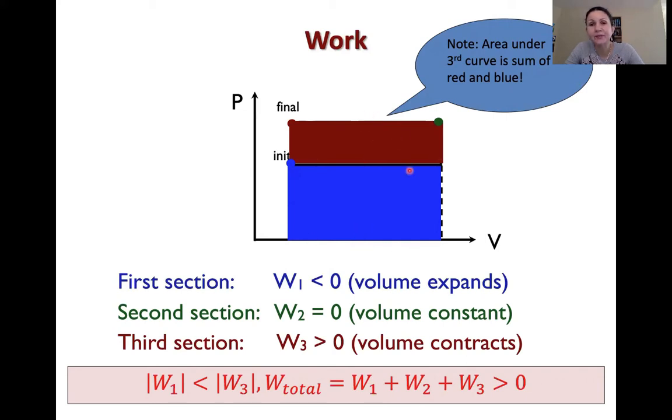So it's bigger. The two colors are mostly there to stress the fact that the magnitude of the work for the first process is just the blue area, whereas for the third process, it's these two shaded areas, so it's more. So what does that tell us? That the work which was positive in the third section has a greater magnitude. So the magnitude of work 3 is greater than work 1. That's the positive one. So when you sum them all together, you should get a net positive work.